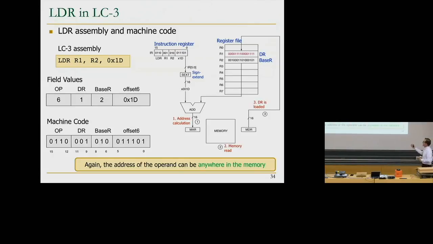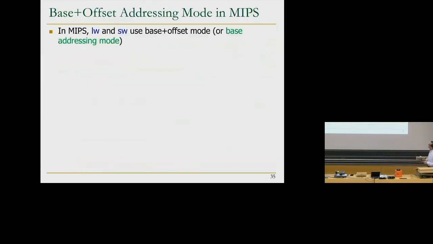In this case, the address of the operand again can be anywhere in memory because you can put anything into this base register, right? Base register is 16 bits, memory address is 16 bits, so you could initialize a base register as you want. So in MIPS, LW, load word, and store word use the Base+Offset mode, but you actually knew that also.